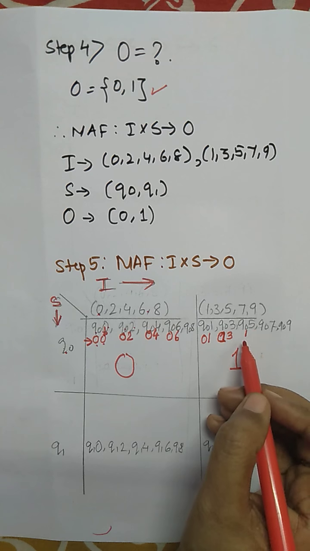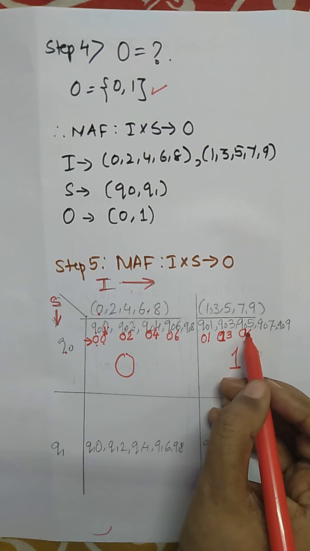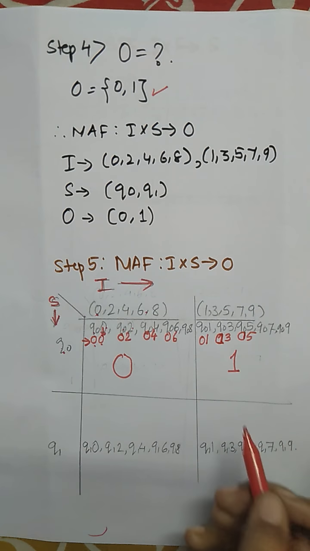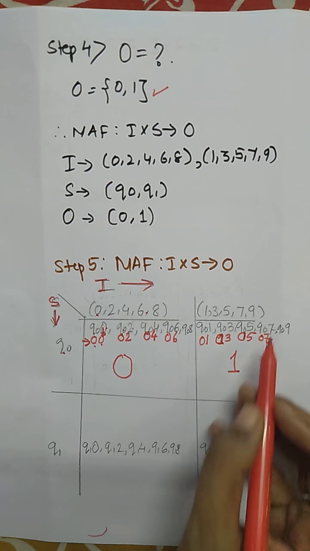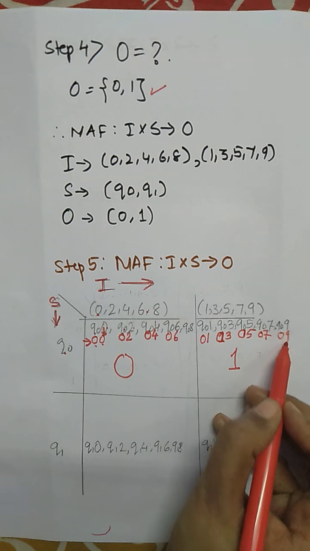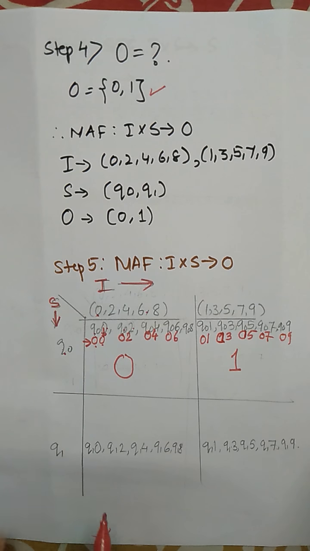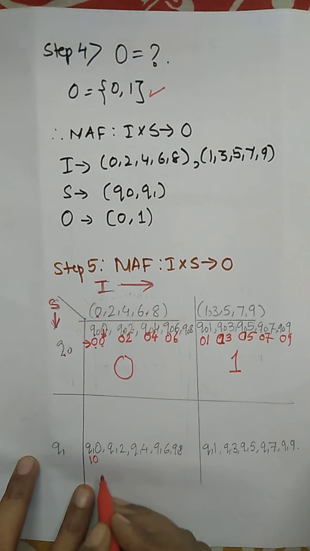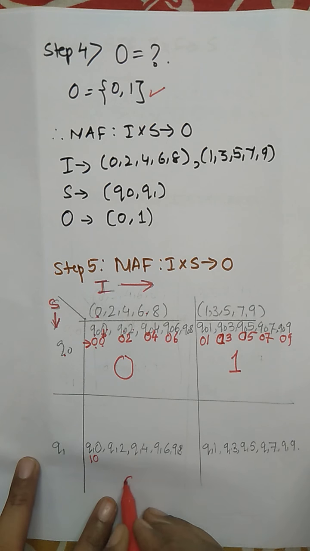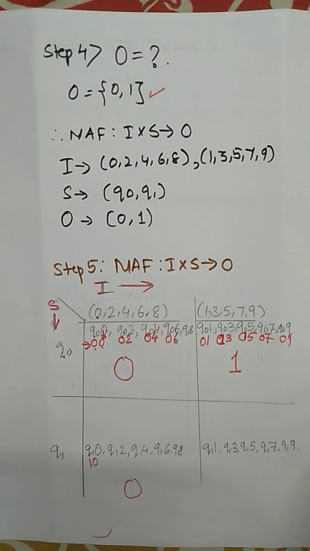Q0 with 5: the previous remainder is 0 and the next bit is 5, so the remainder is 1. Q0 with 7, 0 and 7, remainder 1. Q0 with 9, 0 and 9, remainder 1. Now Q1 with 0, that is 1 and 0, will make number 10. Number 10 is divisible by 2, yes. So what is the output? Output is 0.